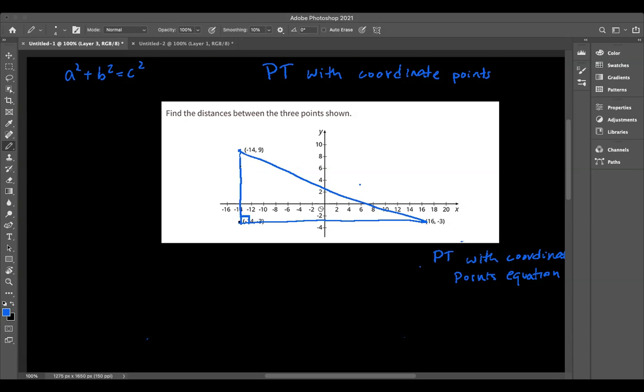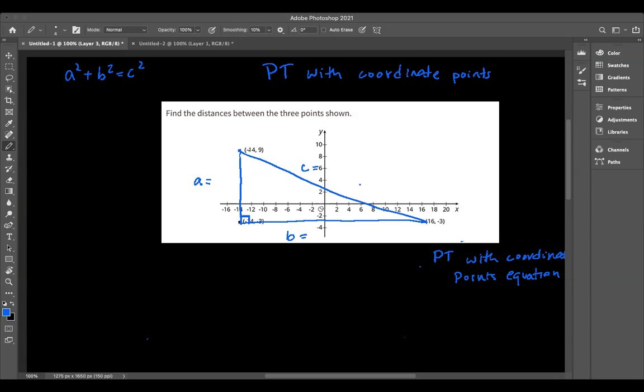We have to find the distance of these legs, A and B. So we know this is going to be A, and this is going to be B, and you obviously know what this C is going to be, the hypotenuse. So we identified that information. Let's determine this. How would we find the distance between negative 14, 9 and negative 14, 3?